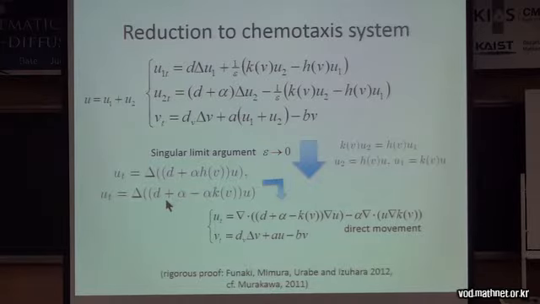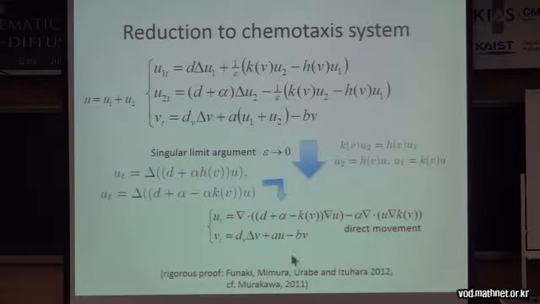So this is a cross-diffusion type equation, and we calculate this Laplacian term. Then this equation becomes like this. This term corresponds to a diffusion effect, and this part corresponds to the directed movement depending on the gradient of kV. This three-component system can be reduced to a cross-diffusion type equation, at least formally.